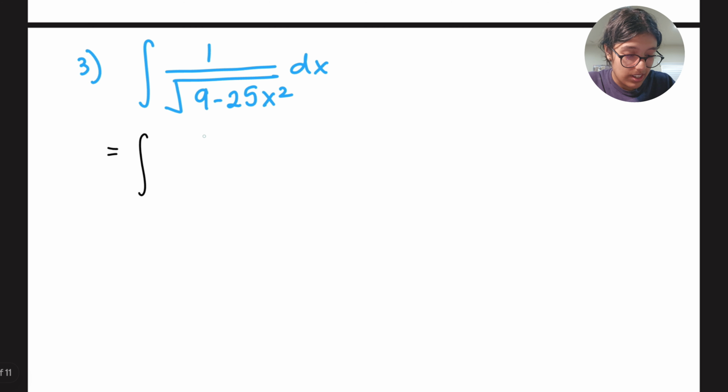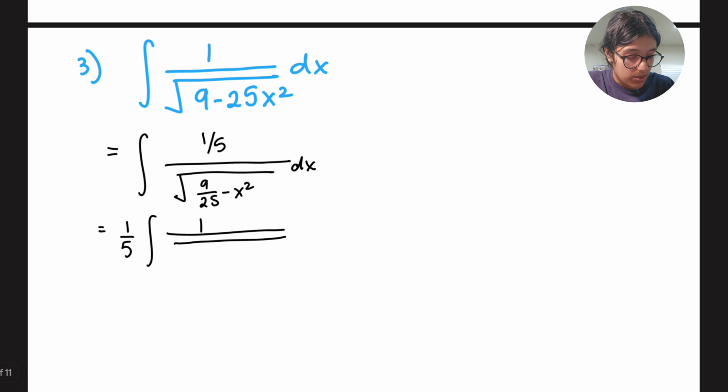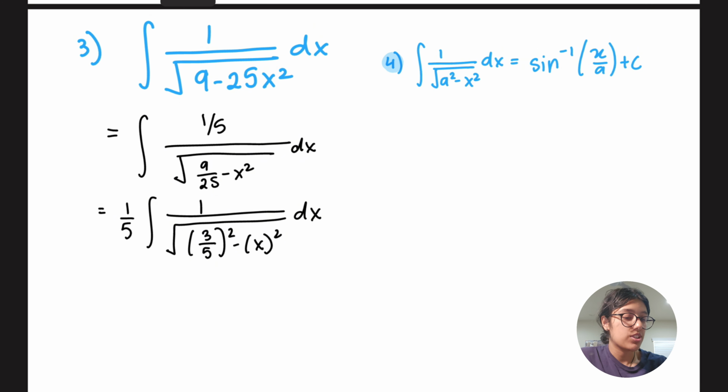So let's see what that really means. We have integration. I'm going to divide both top and bottom by 5. So we have 1 over 5 over square root 9 over 25 minus x squared dx. Once again, 1/5 is a constant. I'm just going to take that out. We have 1/5 integration of 1 over square root. I'm going to rewrite 9 over 25 as something squared, and that is 3 over 5 squared minus x squared. And now we can apply the fourth special integral, which is integration 1 over square root a squared minus x squared dx equals sine inverse x over a plus c.